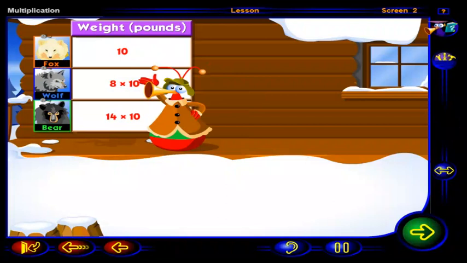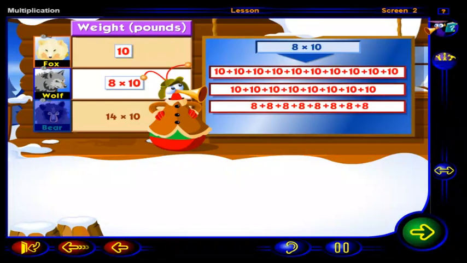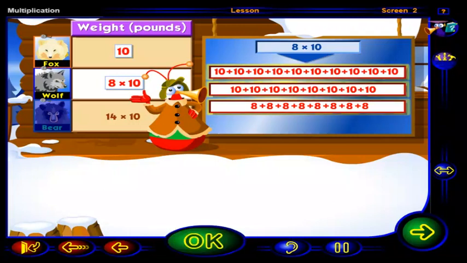Okay, let's find the weight of the wolf. We know that 8 times 10 pounds is 8 times the weight of the fox. So, which of these additions shows 8 times the weight of the fox? Click on your answer, then click OK.